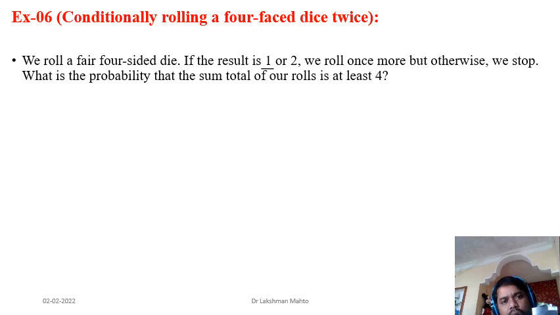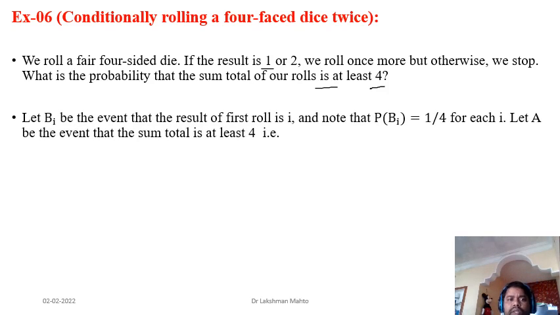The first time we roll a four-sided dice, suppose we got 1, then we can roll that dice again. If you get 3 in the first roll, then we will stop there. If we get 4 in the first roll, then we will stop there. So that is the random experiment. Now the question is: what is the probability that the sum total of our rolls is at least 4? What is that probability? That is what we have to find.